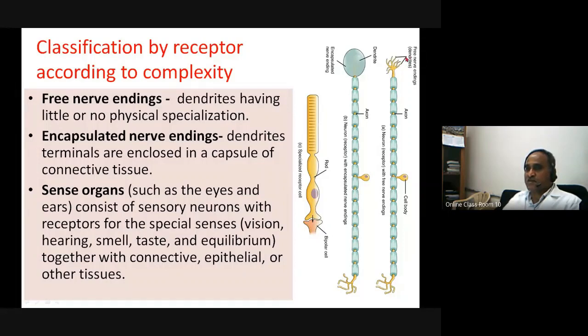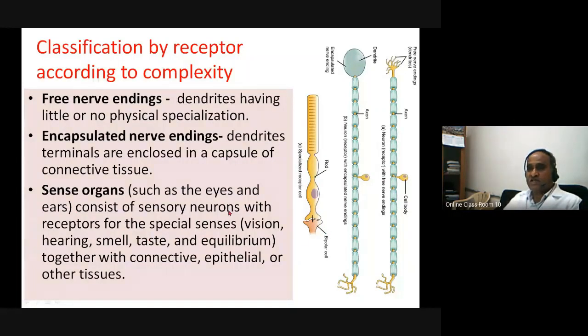No specialization. Encapsulated nerve ending, if you are looking at this, maybe these are Pacinian corpuscles or Merkel discs. Merkel discs come in this category, or any other encapsulated nerve endings. There is a connective tissue around the free nerve endings. Dendrites or terminals are enclosed in a capsule of connective tissue. So like this. Or in the case of the visual system, these are rods. This is a rod, and this rod will have a synaptic contact with the bipolar cell.